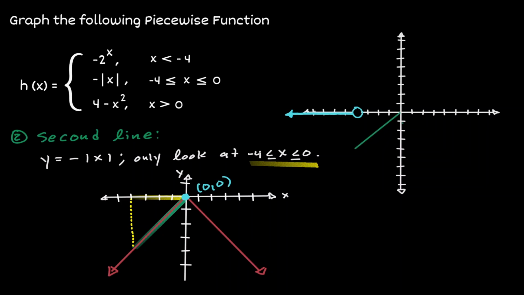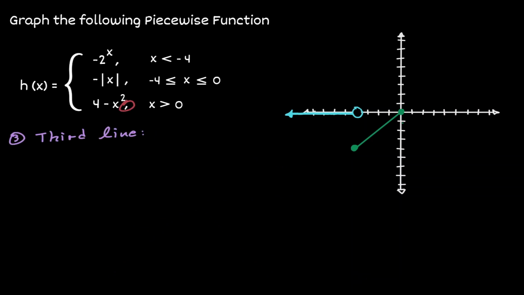Now let's concentrate on the endpoints. Notice that at -4, the inequality does have an equal sign underneath it. Therefore, at -4, we will have a closed circle. And in the inequality on the right-hand side, notice that it has an equal sign underneath the inequality. So we will have a closed circle at 0. Now let's concentrate on the last section, which is the third line.